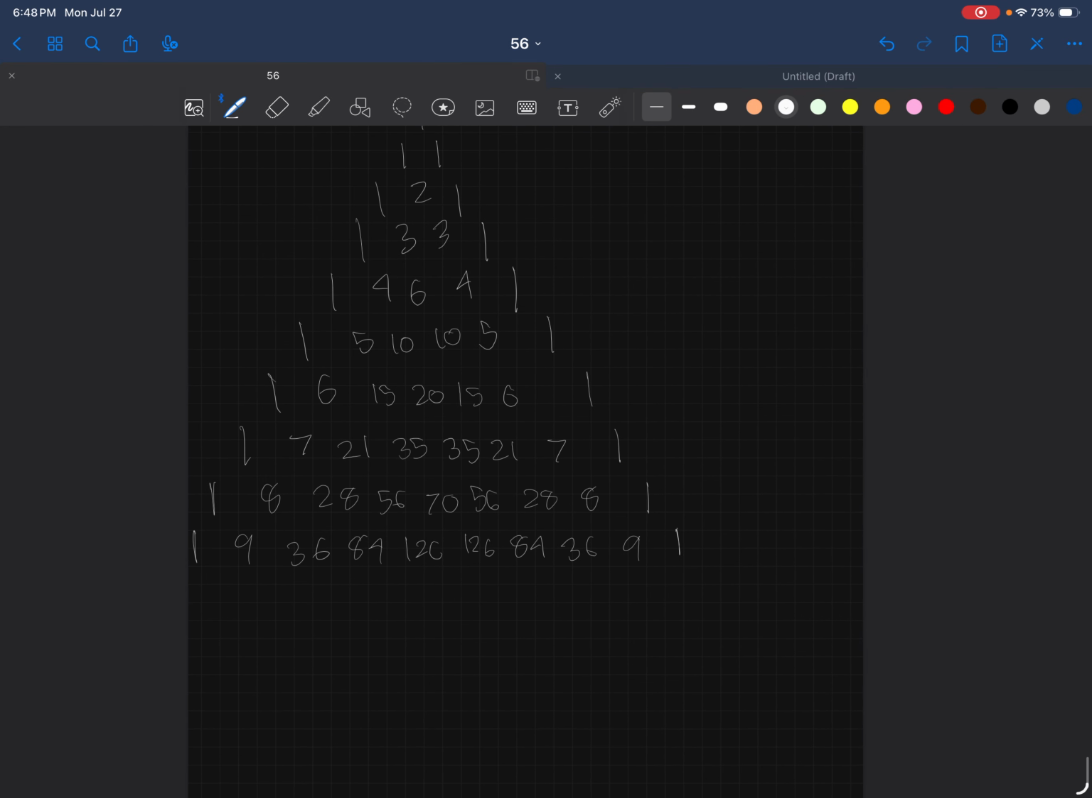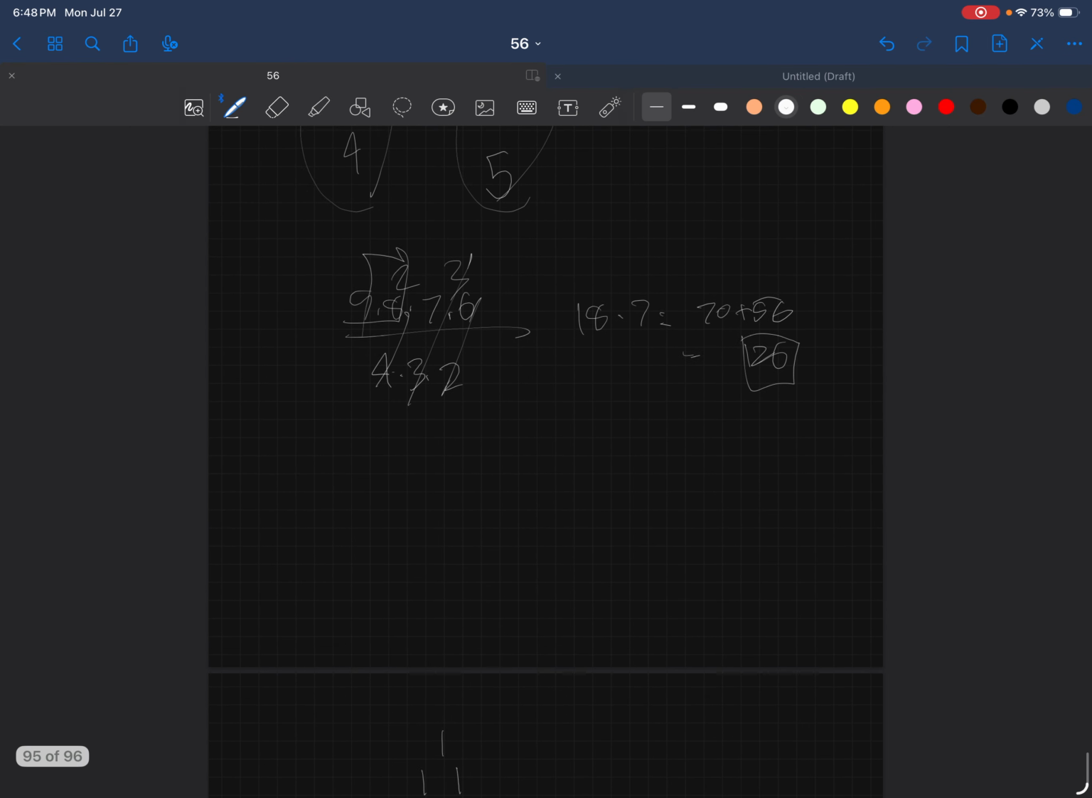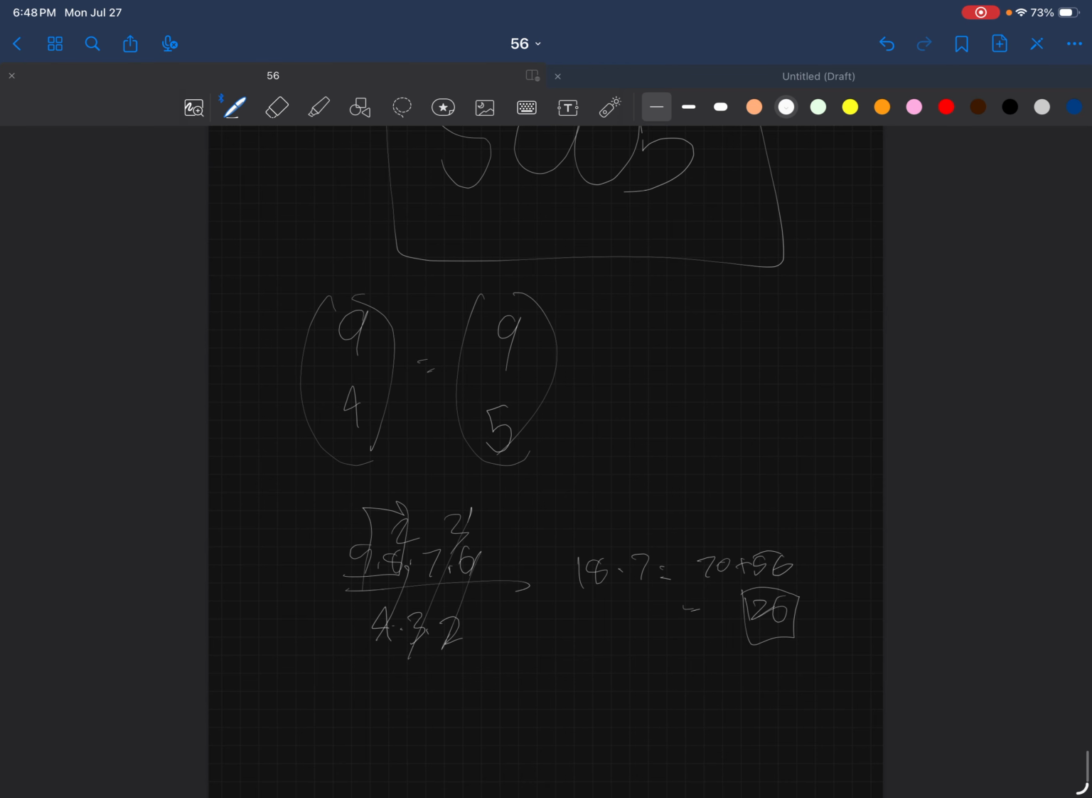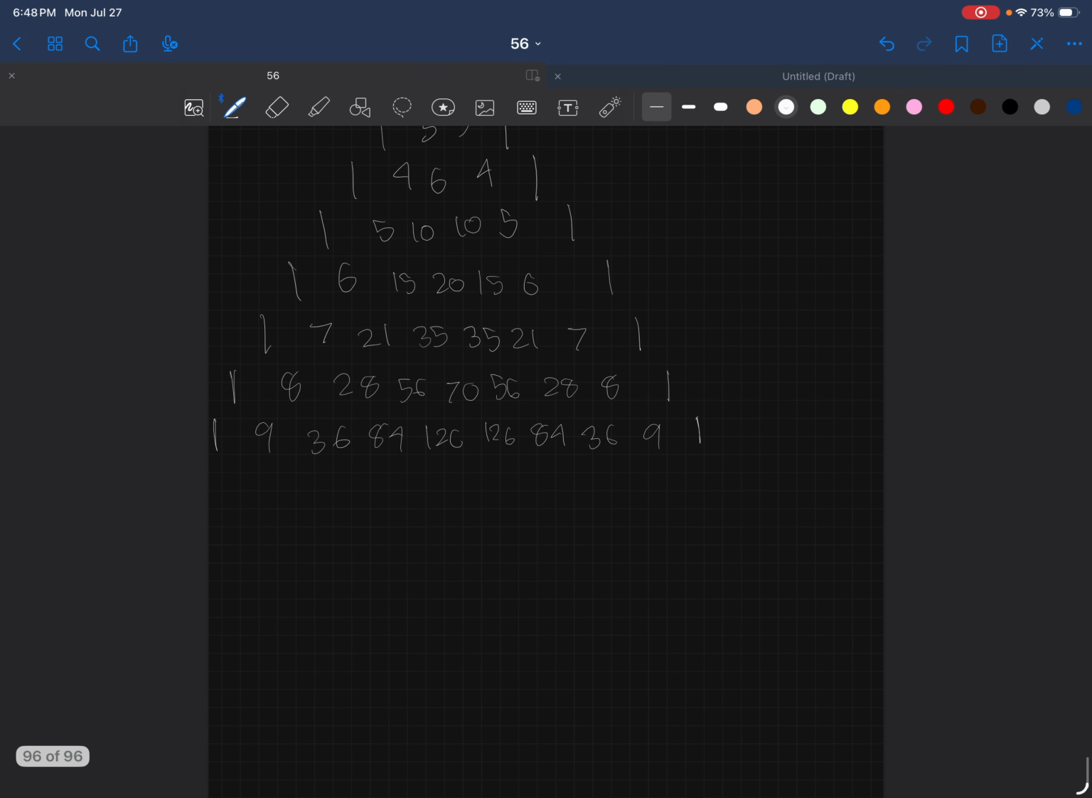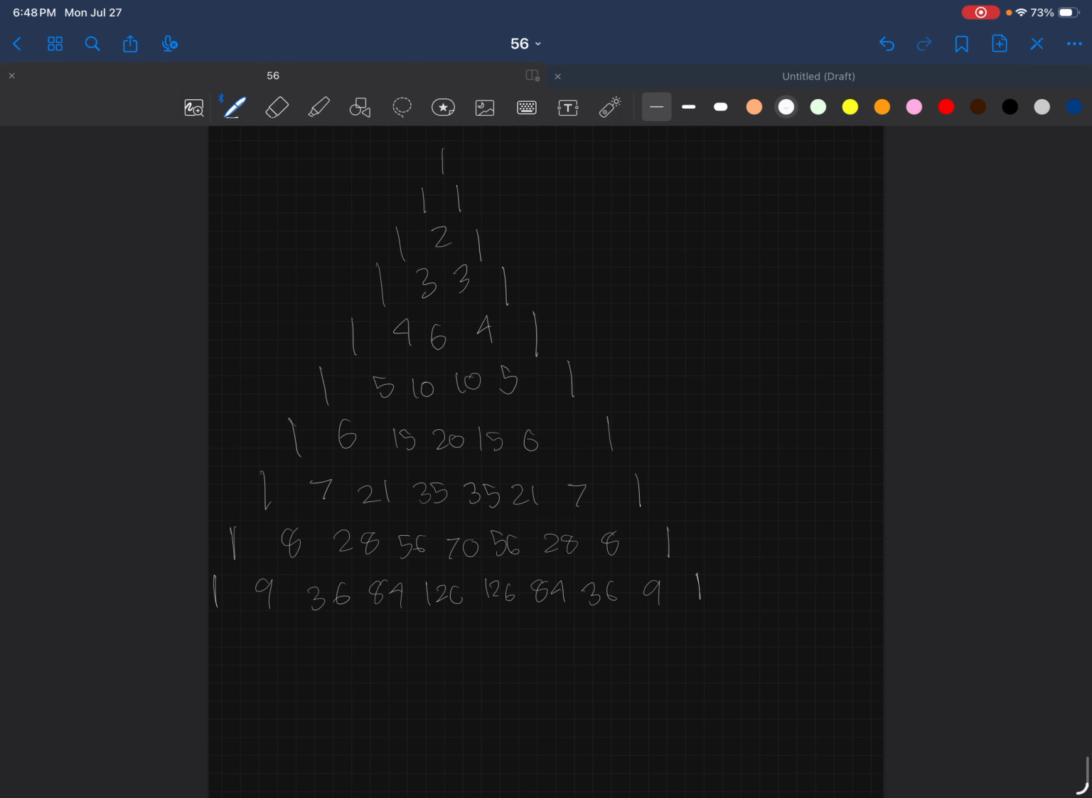Okay, now let's look at something. 9 choose 4 is equal to 126. 9 choose 5 is also 126. Now, we know this is the 9th row. This is 9 choose 0, 9 choose 1, 9 choose 2, 9 choose 3. 9 choose 4 is 126. 9 choose 5 is 126.